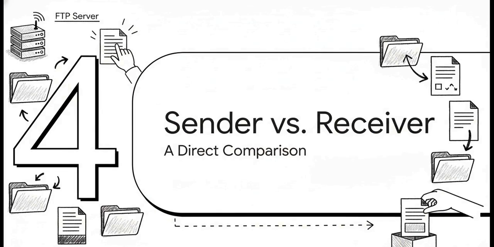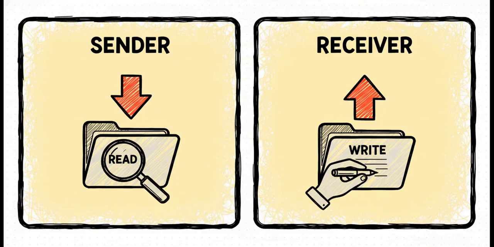Okay, so let's bring it all together now. Putting them side by side like this makes the different jobs of the sender and the receiver adapters perfectly clear. It really just boils down to this. The sender adapter handles all your inbound traffic. Its main goal is to read from a source. The receiver adapter handles outbound traffic. Its main goal is to write to a target. Sender reads, receiver writes. Simple as that.